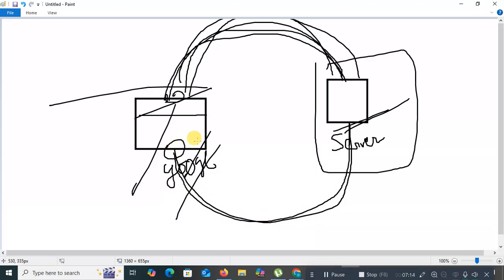Understood? So both of these traffics are monitored. Which monitors them? IDS and IPS, which are nothing but firewalls.